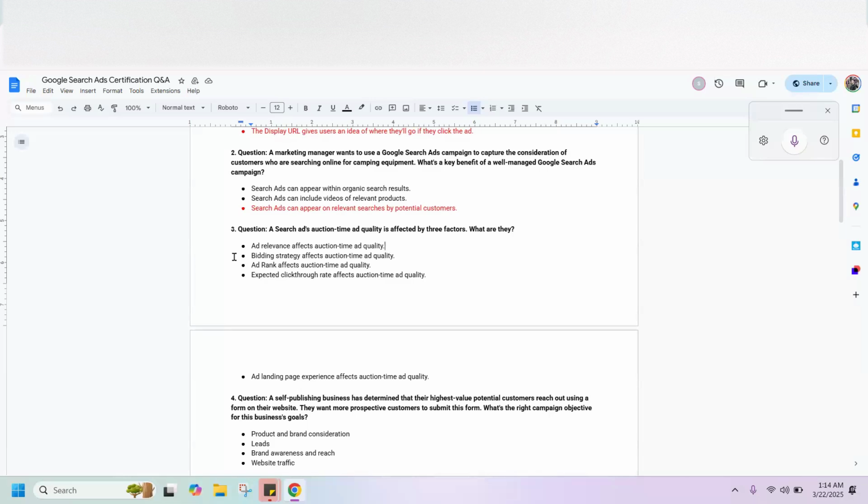Auction time ad quality means when you are spending $50, and your competitors are also spending $50 or more, Google will show your ad and give the first priority based on three factors: ad relevancy, CTR (click-through rate), and landing page experience. You have to memorize these three. Yeah, that makes sense. That's basically what I was saying, it's based on the user experience, like how relevant the ad is.